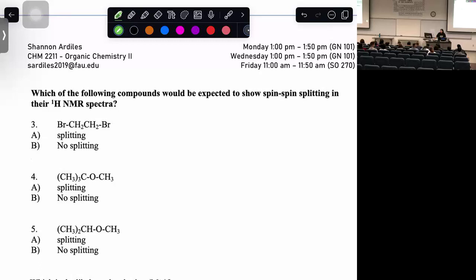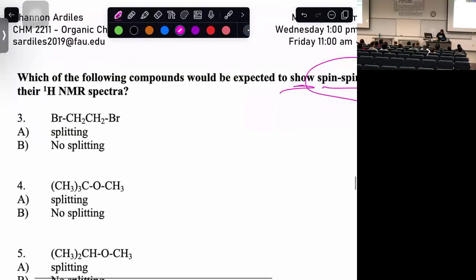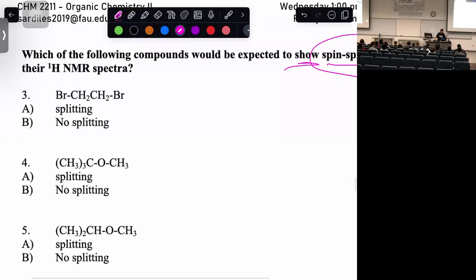Okay. Any other guesses on that? What is the question asking you for? Multiplicity, okay. Specifically, they're saying which one shows spin splitting. That little phrase. What are we looking for? For something that has something higher than a singlet. Exactly. So for the first molecule in question 3, in that case.